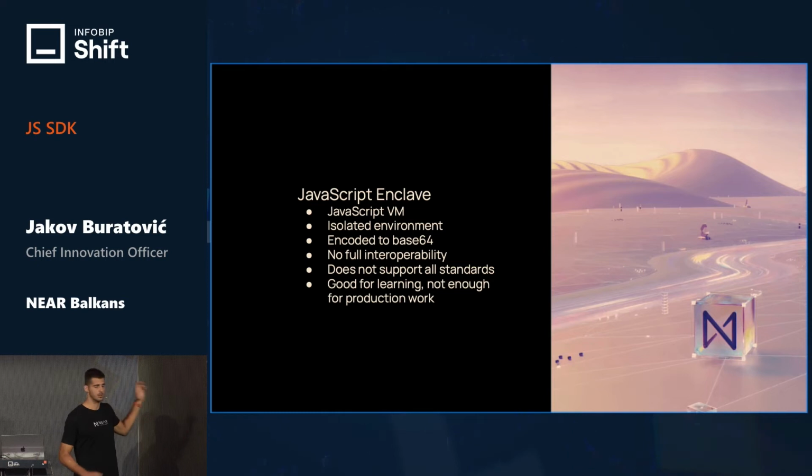So the contracts that were deployed inside this enclave, inside this virtual machine, could interact with each other, but they couldn't interact with the contracts that are NEAR native, which was very restrictive. And of course, since it was very early, it did not support all the standards. You had to write most of the things from scratch. And in general, it was good for learning, to start getting involved in Web3, but for production, you still had to learn Rust and move somewhere else, or Solidity.